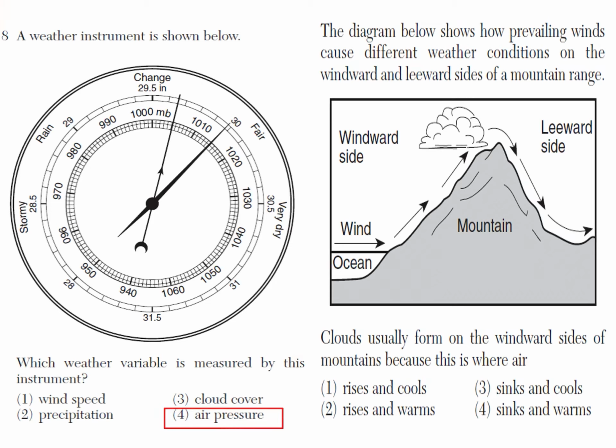Okay, next one, the diagram below shows how prevailing winds cause different weather conditions on the windward side and the leeward sides of a mountain range. So clouds usually form on the windward sides of the mountains because this is where the air will do what? All right, and if you chose choice one, you are correct. So just a quick little review because we can.